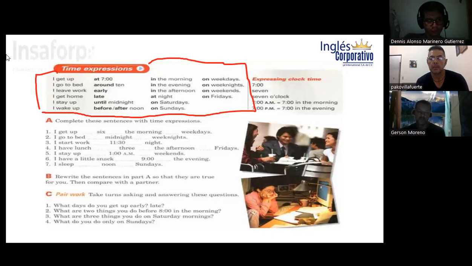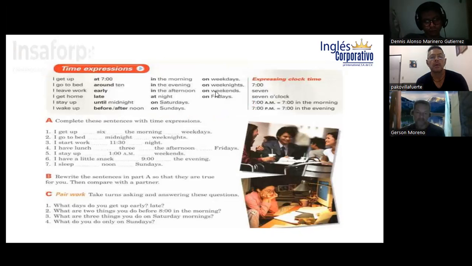So after these valuable details, I want you to do the next thing. Complete these sentences with the time expressions. I get up, and then you say at, in, on, according to the vocabulary. In the morning, weekend, weekdays. I go to bed, midnight, weeknights. I have lunch, the afternoon, Fridays. I stay up 1 a.m., weekends. I have a little snack 9 the evening. I sleep noon Sundays.